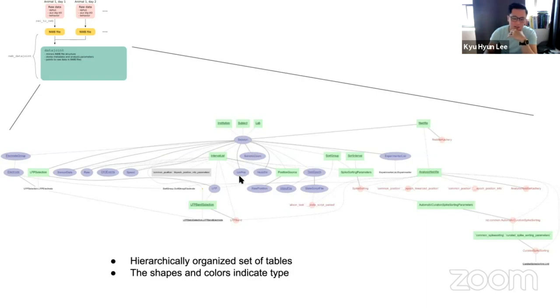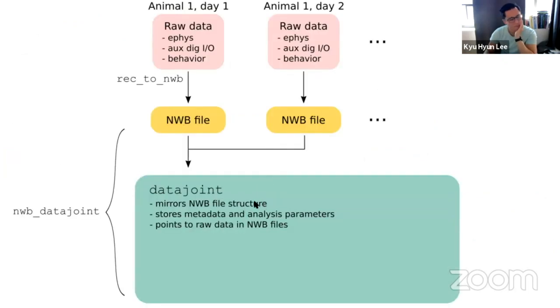And a nice feature is that if you delete something from an upstream table, then all the associated entries in the downstream tables also get deleted together. That way, the integrity of the data is maintained and there are no orphaned entries. And the architecture largely mirrors that of the NWB files themselves. So for every group and dataset within the NWB file, we have a corresponding table in the DataJoint database, roughly speaking.